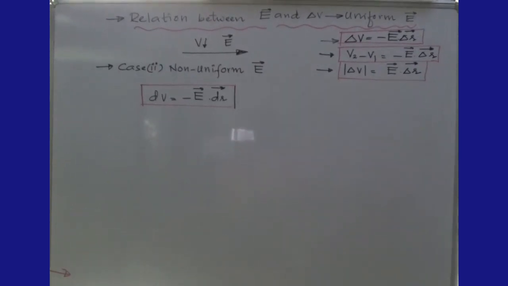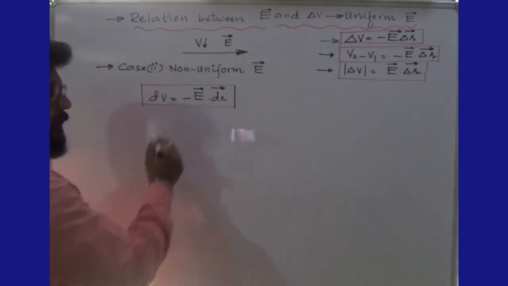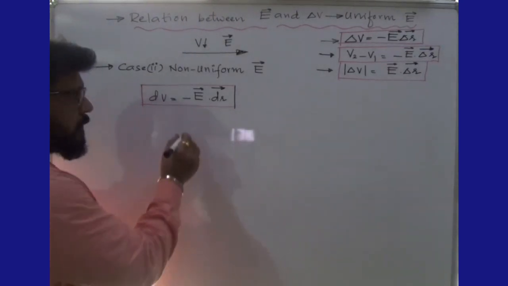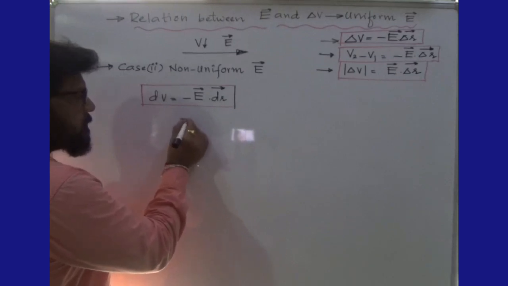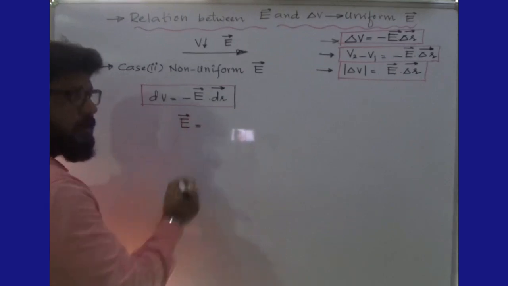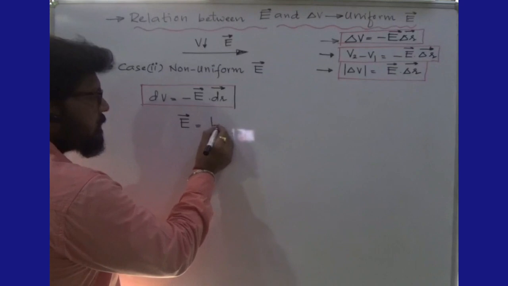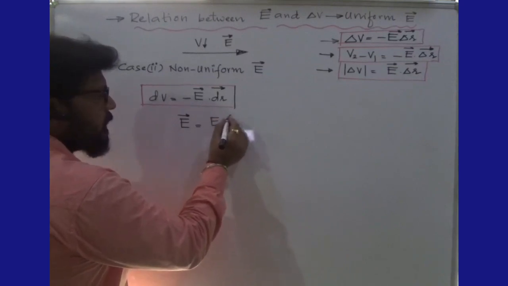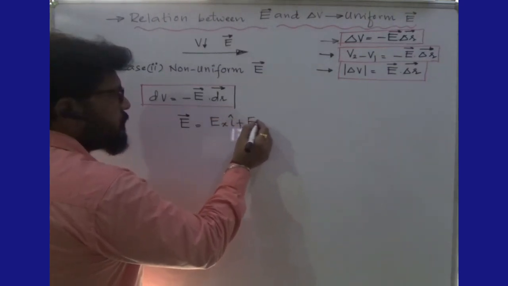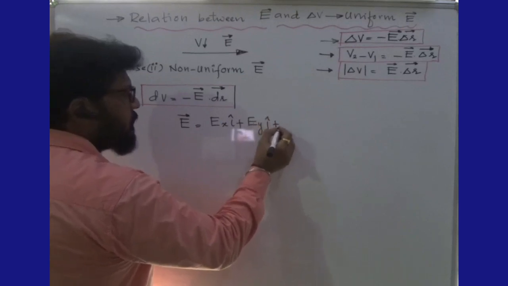How to represent the three-dimensional electric field vector and position vector. How to represent the vector in 3D or in space. Now, if I take the electric field in space, it can be expressed as electric field E is equal to Ex i cap plus Ey j cap plus Ez k cap.